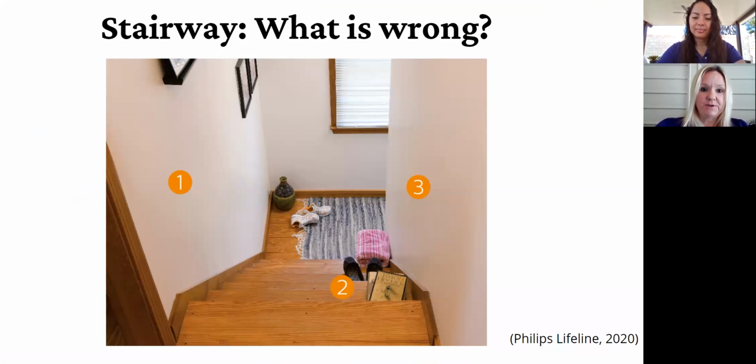So what we'd like to do now is also talk about how we can identify factors within the home. This is a common stairway. What do we see wrong in this picture? You can see the portions that are labeled 1, 2, and 3. There are a couple of risk factors for falls, and then we can talk about how we can fix them.